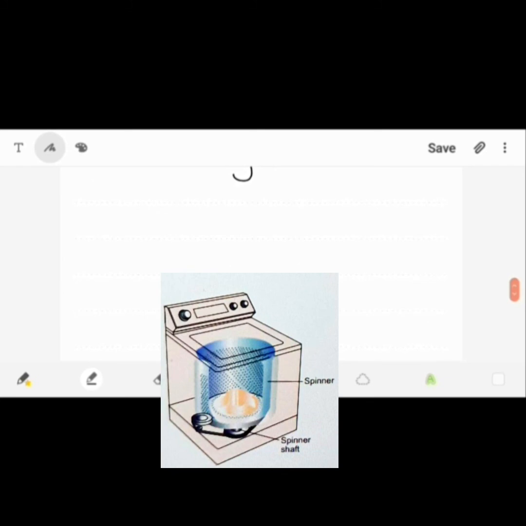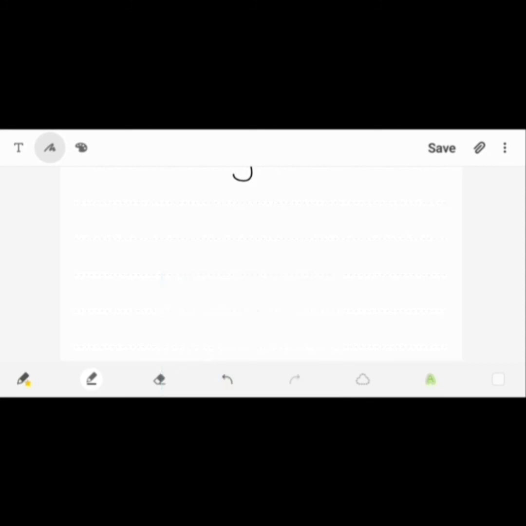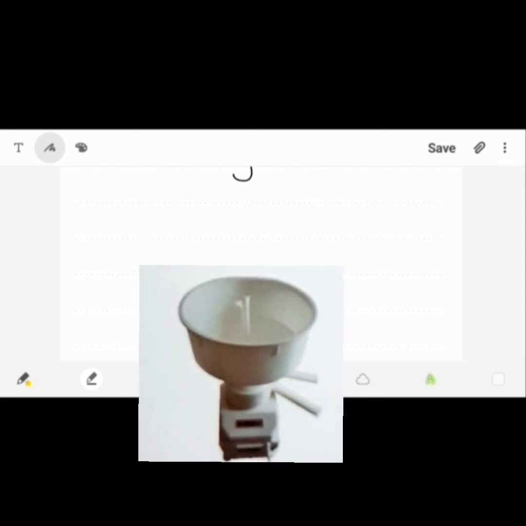The water from the clothes is forced out through these holes due to the lack of centripetal force. It is a very necessary sentence you have to write here: due to lack of centripetal force. When it spins at very high speed, the centripetal force reduces in that case. So the water is forced out through the holes and the clothes dry up.